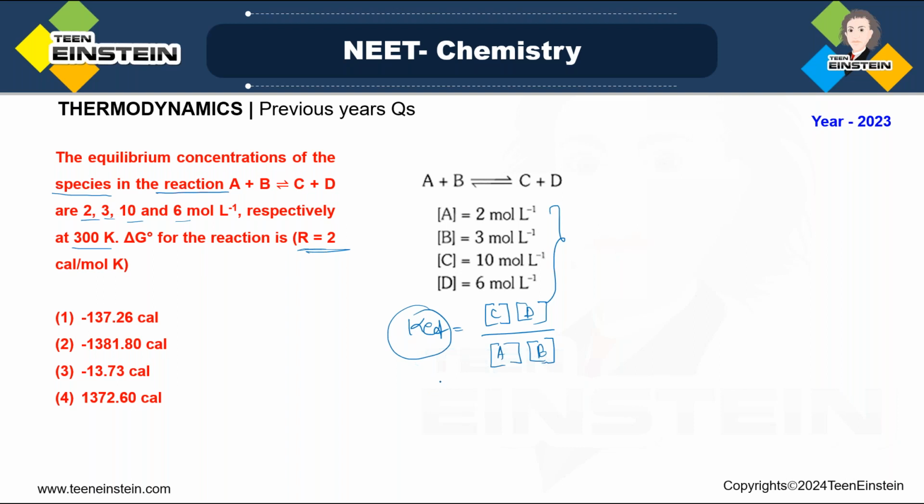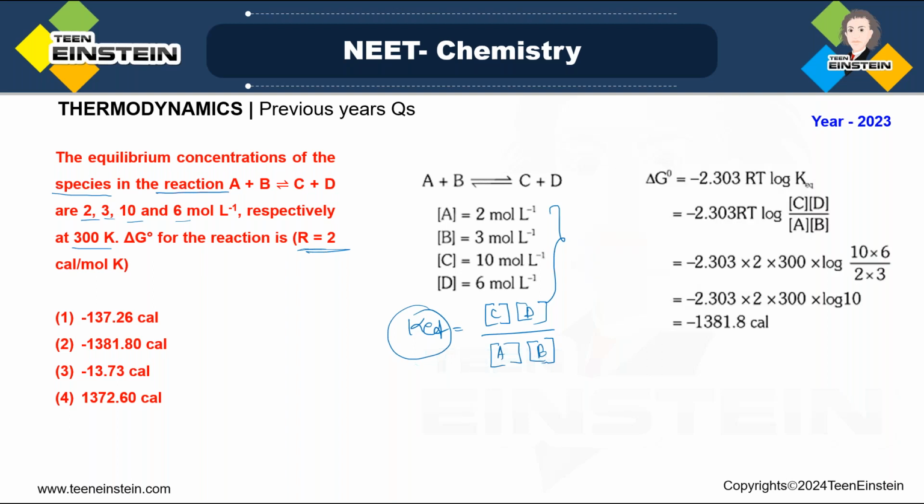Now the next step is to write the relation between del G naught and K equilibrium, which is minus RT ln K equilibrium. So this is the relationship. Del G naught is equal to minus 2.303 RT log K equilibrium; 2.303 is written because we have converted ln to log. Without 2.303, it will be minus RT ln K equilibrium. So here we have this value. You can also calculate it before, or directly you can put it here.